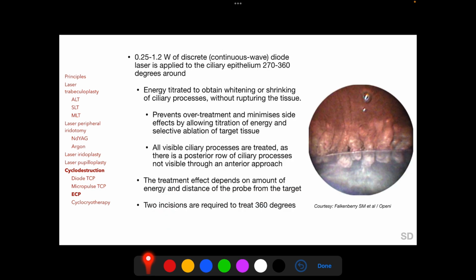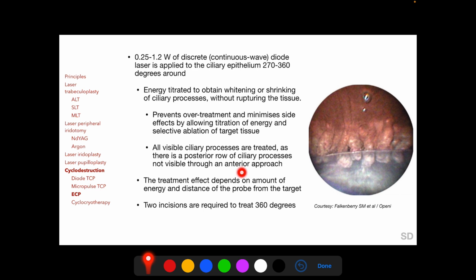In endoscopic cyclophotocoagulation, discrete diode laser applications are imparted to the ciliary epithelium 270 to 360 degrees all around. Energy delivered is titrated to obtain whitening or shrinking of the ciliary processes without rupturing the tissue. So ECP prevents overtreatment and minimizes side effects by allowing titration of the energy delivered and selective ablation of the target tissue, which are the ciliary processes as seen here in this photograph. And in this photograph we also see the margin of the optic of the intraocular lens.